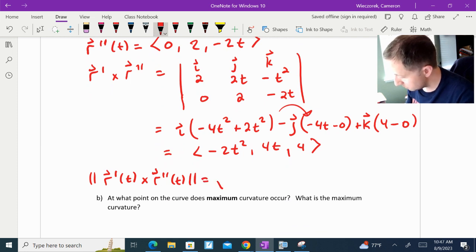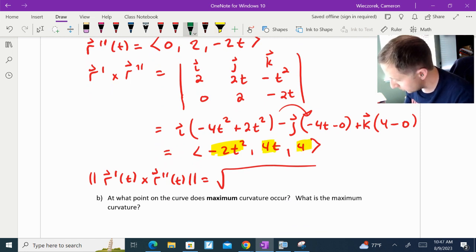All right, so taking the sums of squares of the components here, what do we get? We're squaring and summing this component, and this component that I'm highlighting. Negative 2t squared would be 4t to the fourth. 4t all squared would be 16t squared, and 4 squared would be 16.